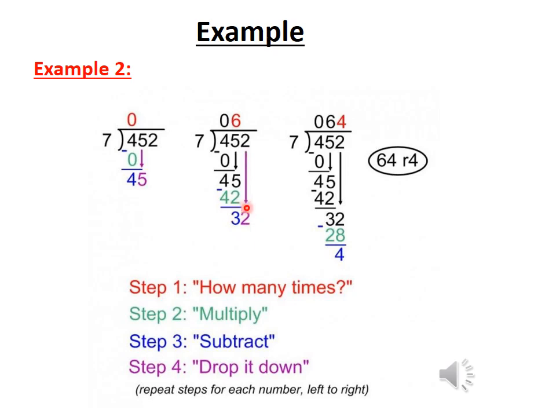Now you repeat the steps. How many times? So 7 times how many equals 32? 7 times 4. You put the 4 above the 2. 7 times 4 equals 28. Now you have to subtract: 32 minus 28 equals 4. This is the remainder. So the answer is 64 remainder 4.